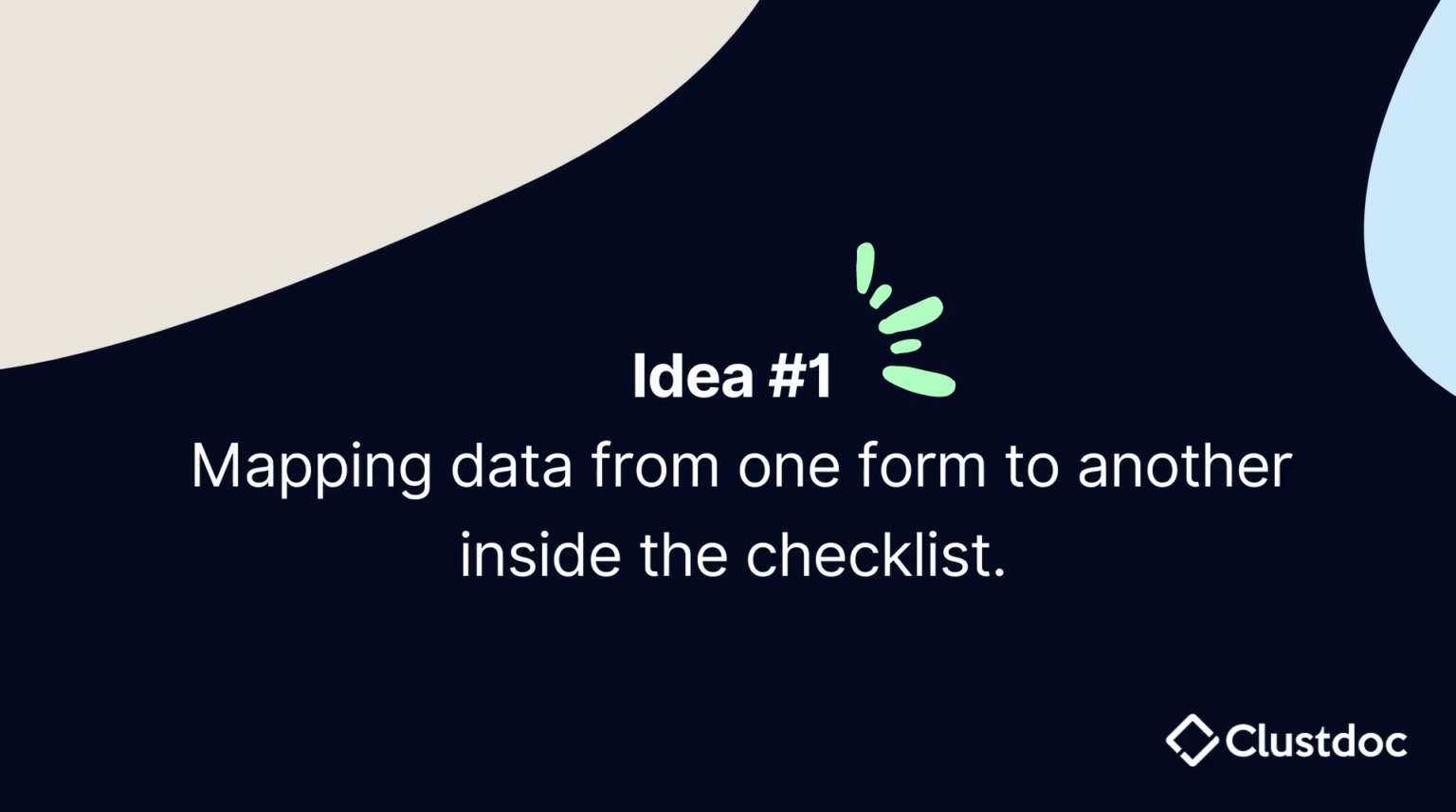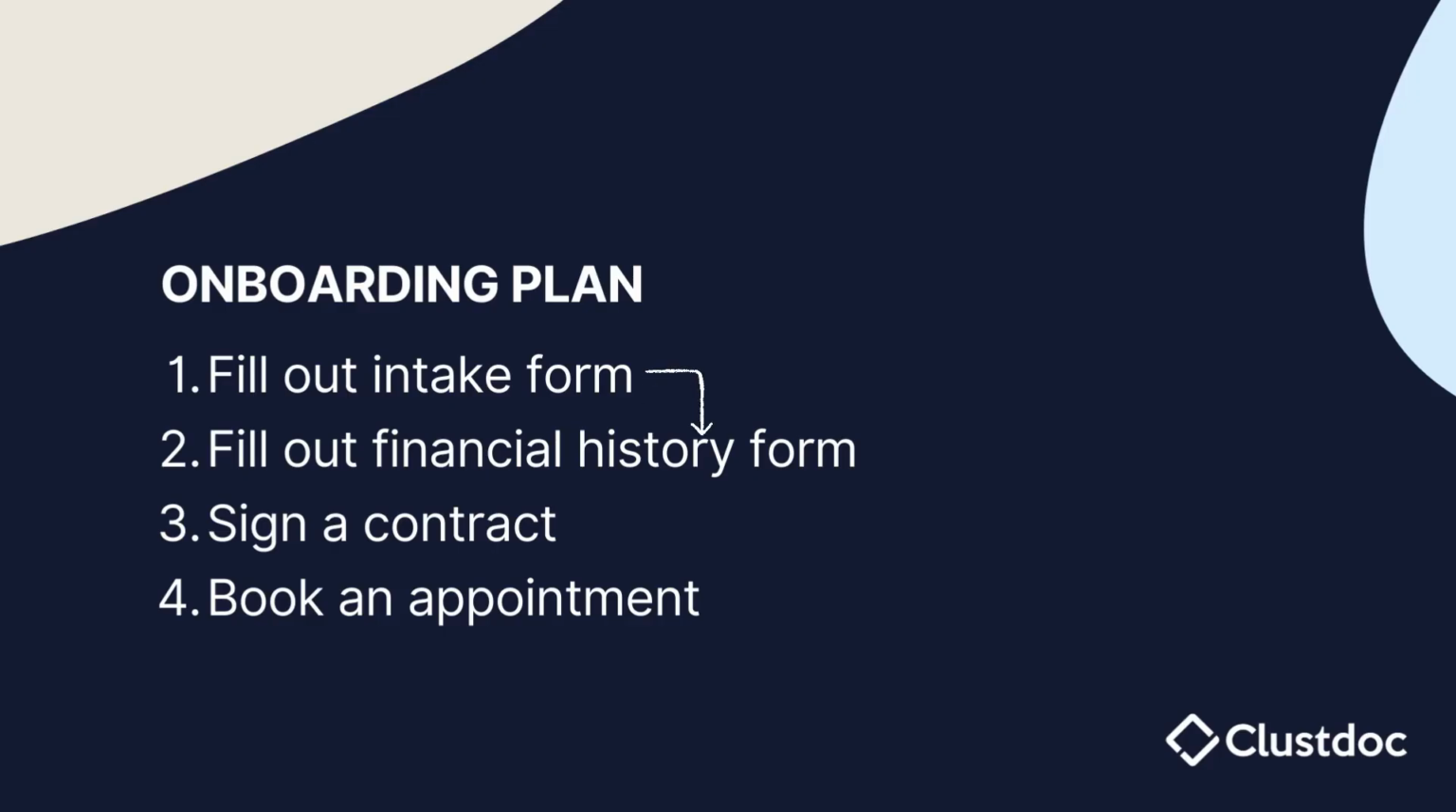Option 1. Mapping data from one form to another inside the checklist. Let's say that you want to avoid double entries from your contacts. You'll be able to map previously captured data to another form in your process.